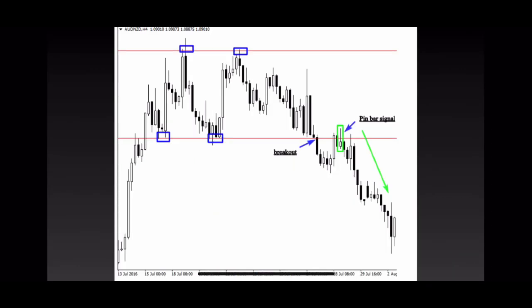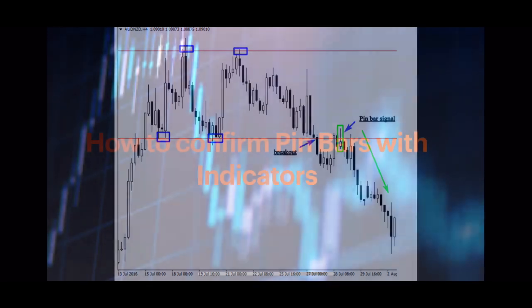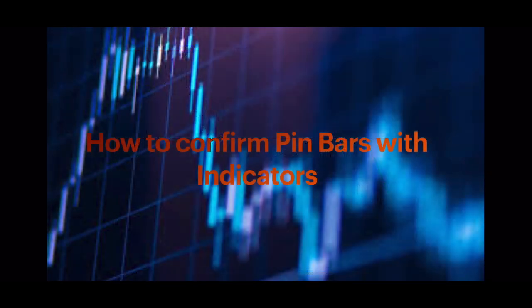As you can see, I've illustrated the range-bound market. The price broke out of the support level and retraced back to the point of the breakout, and the formation of an obvious pin bar indicates a high probability signal to short the market. This is how professional traders trade ranging markets based on price action, using this pin bar strategy.